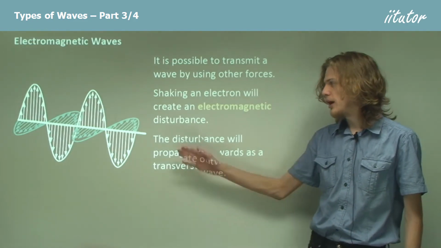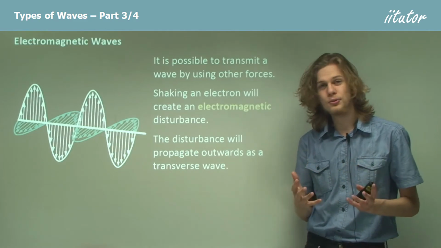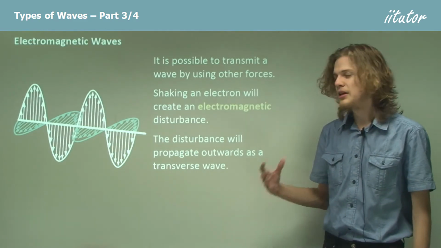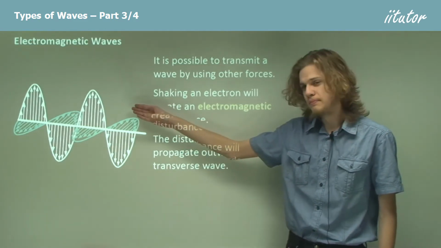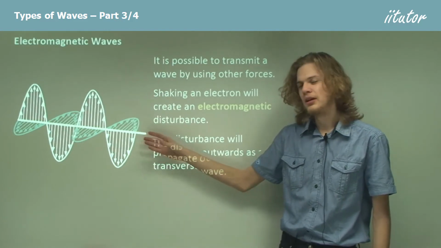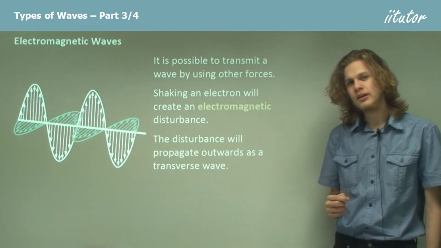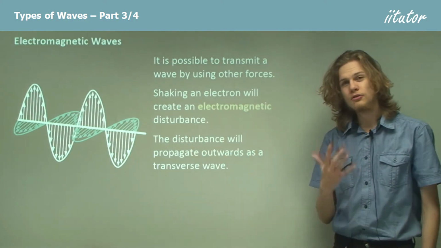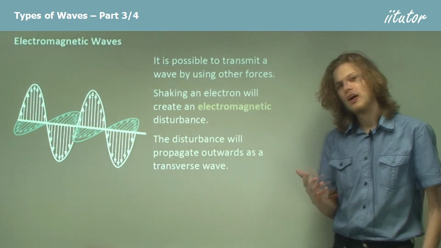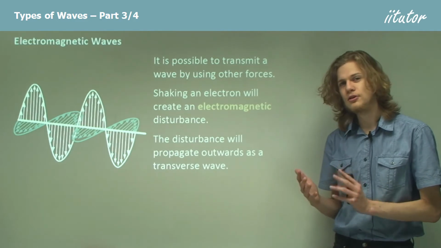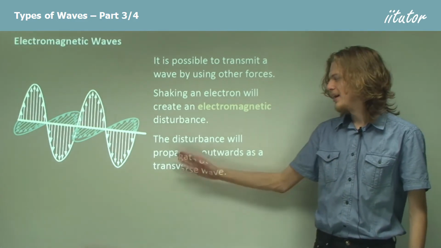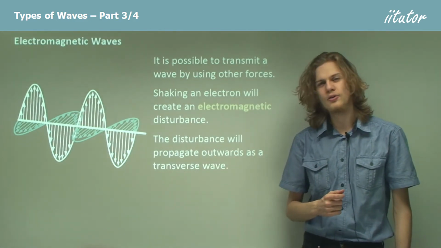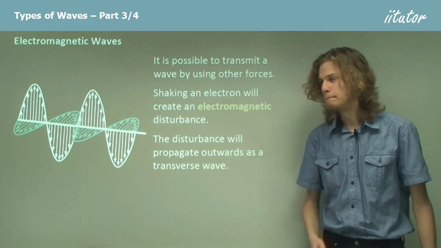And so if we look at the electromagnetic fields created, we can see the electric field in white and the magnetic field in blue. So we can see that if the wave is traveling from left to right, both the electric field and the magnetic field are perpendicular to the direction of motion. And therefore, it's a transverse wave and not a longitudinal wave.